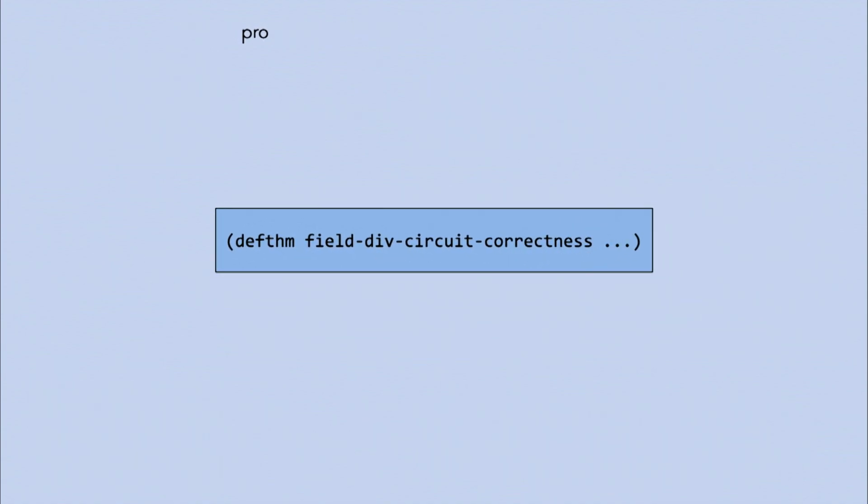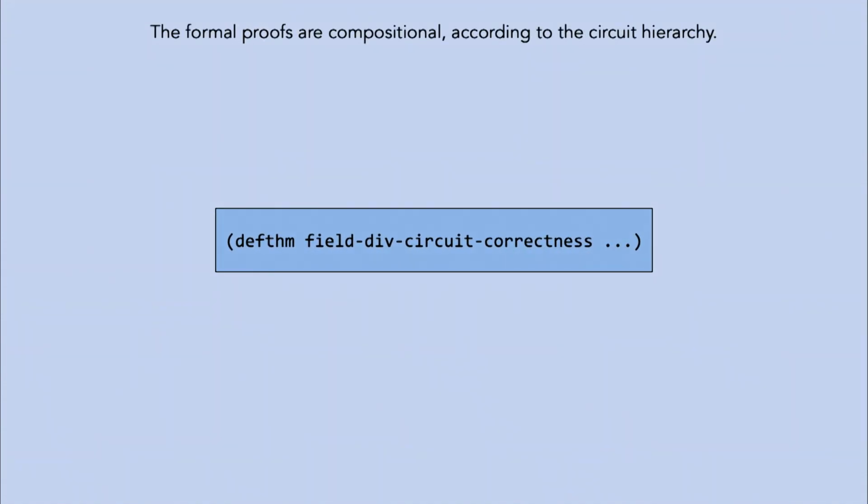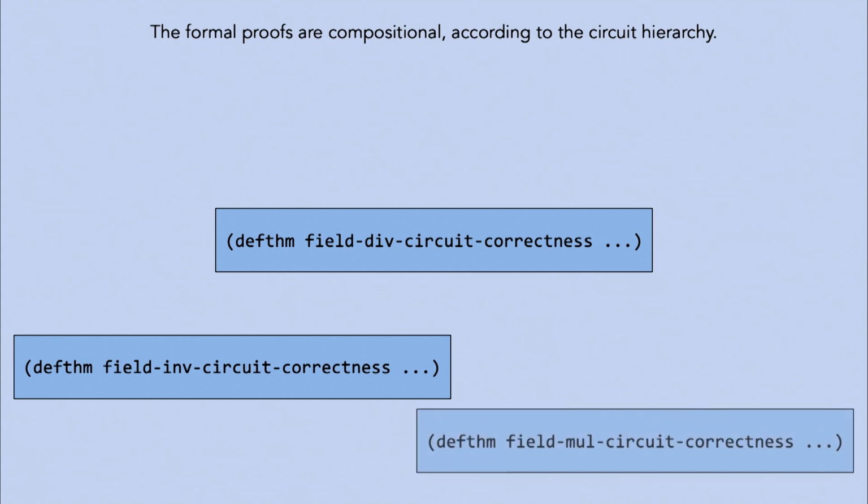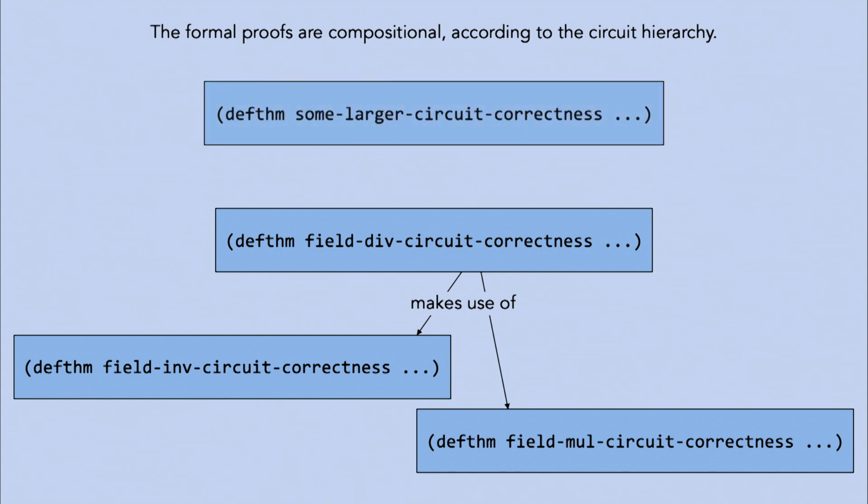So the proof itself is compositional. To prove this theorem, we first prove the correctness of the inversion circuit, then of the multiplication circuit. Again, trivial in this case, but think of a more complicated example. And we use these theorems to prove this theorem. If there is a larger circuit that uses division, it will use the theorem we prove for division and maybe other theorems. So that's where the compositionality of the proofs comes into play.